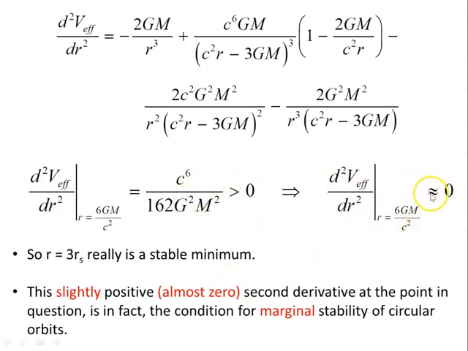Okay, so effectively this is approximately 0. The second derivative equal to 0 gives us stability. This is almost 0, so it's marginal stability.